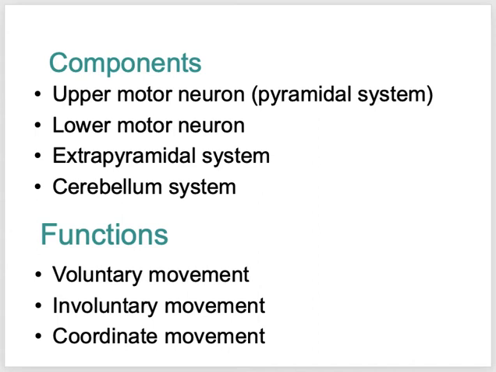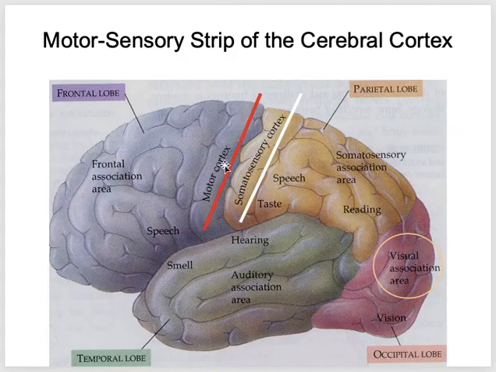Now the important thing to mention here is all these tracts start in the motor cortex here. This is the brain, this is the frontal lobe, parietal lobe, occipital lobe, temporal lobe, and these are the important areas they have written.